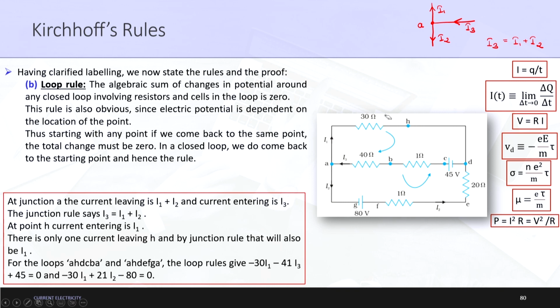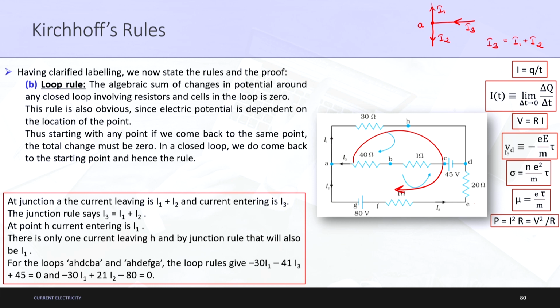Okay. For the loops A, H, D, C, B, A. Now look carefully as I explain the loop rule here. What is A, H, D, C, B, A? This loop we are talking about. And another loop is A, H, D, E, F, G, A. So this is another loop: A, H, then D, E, C, B, A, and A, H, D, E, F, G, A. So that means the complete rule.